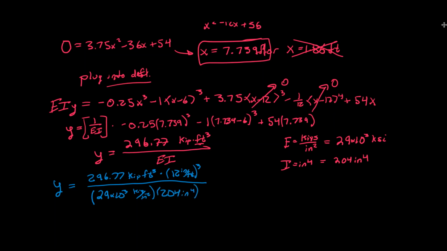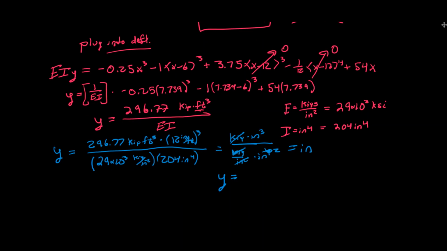So when I do this, I should just be left with a unit of inches. On the top, I have kip inches to the third. On the bottom, I have kip over inch squared and then an inch to the fourth. So this inch squared is going to cancel with this 4 and become a 2, and these two kips will cancel. I'm going to be left with an inch to the third over inches squared, so that's going to be just an inch. And when I do that, I have my total deflection. My maximum deflection in the middle, that region AB, is going to be 0.0867 inches. And that's going to be my answer.